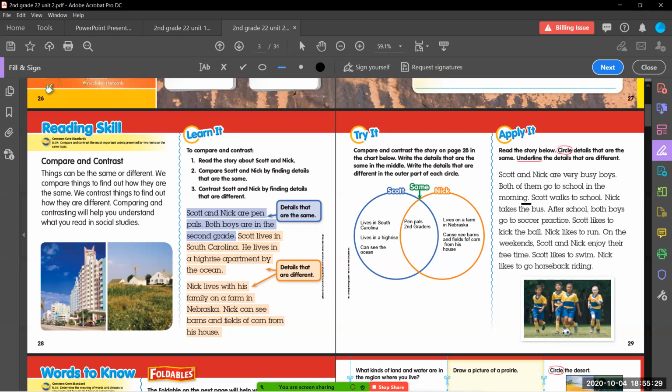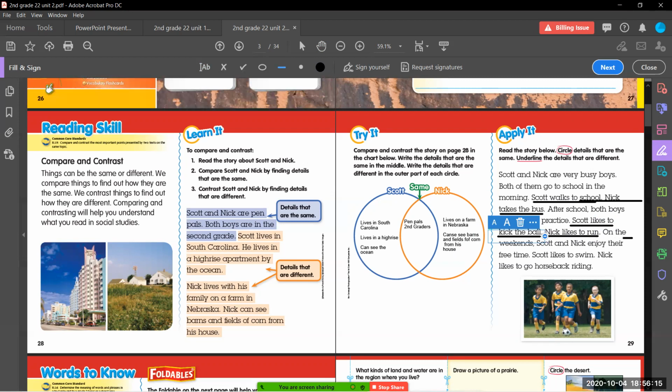They both go to school in the morning, that's the same. So I know Scott walks to school. And then I know that Nick takes the bus. And I know that both boys play soccer, so that's something that's the same. I know Scott likes to kick the ball and Nick likes to run. So I know that these are things that are different about them. These are contrasting details.